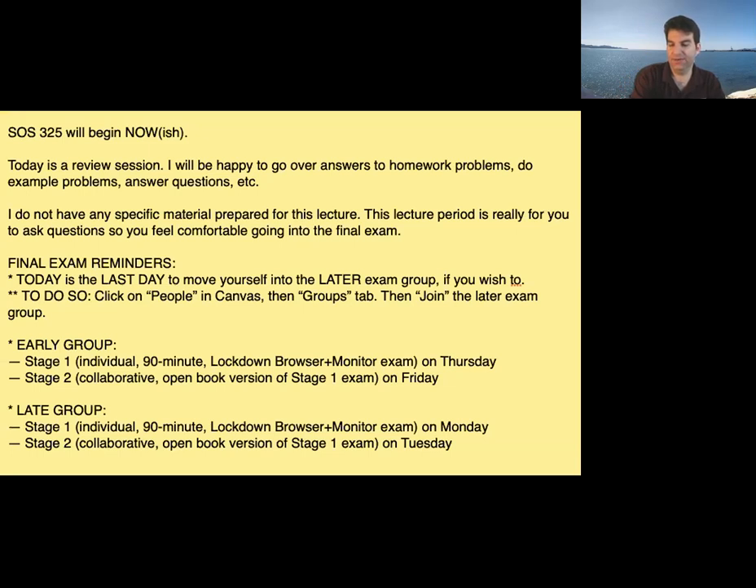What I'm doing right now in the background is opening up a copy of the 325 syllabus so that I can make sure that I tell you, on the final exam, you are allowed two-sided or 4 one-sided handwritten or hand-produced sheets of notes and several sheets of initially blank paper. I will just copy and paste that from the syllabus right into the chat. So that's that. During the lockdown browser, you're going to have to show me all of those, and it will ask you to do that just like we did on the midterm.